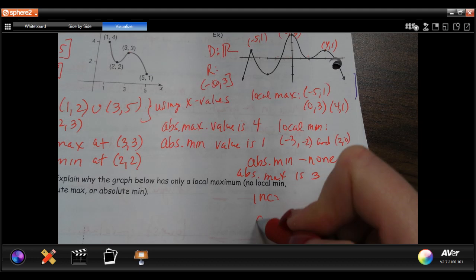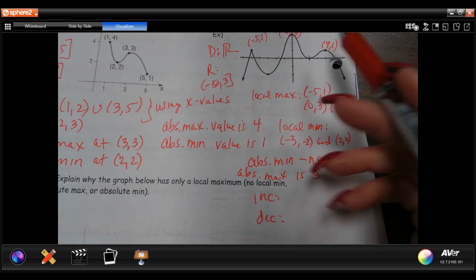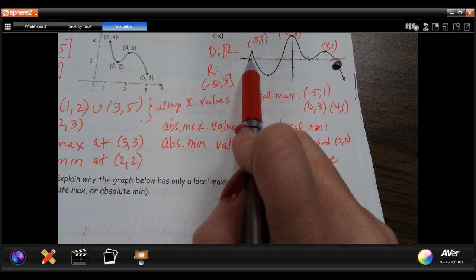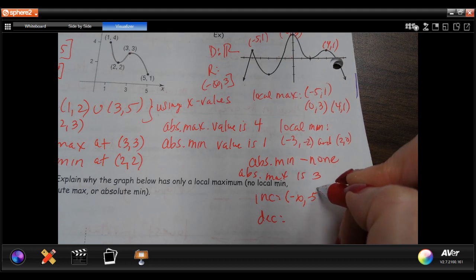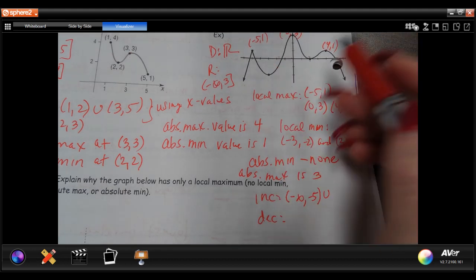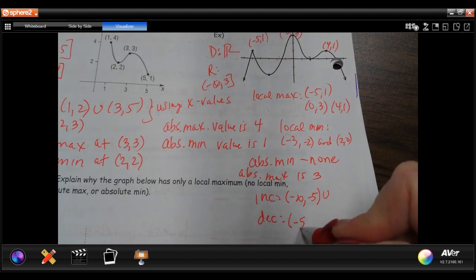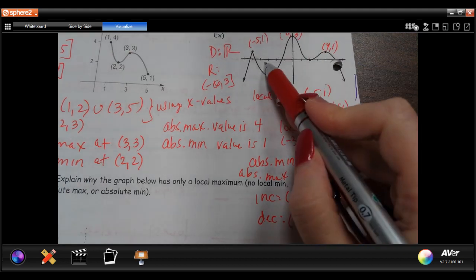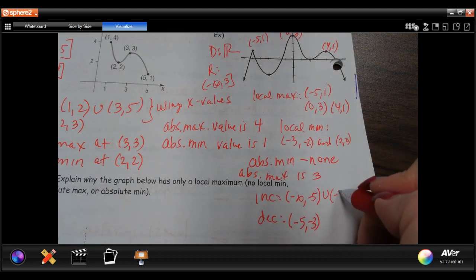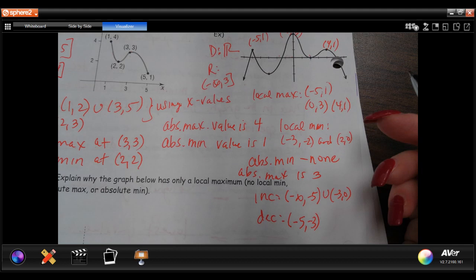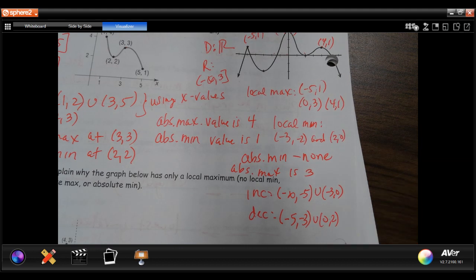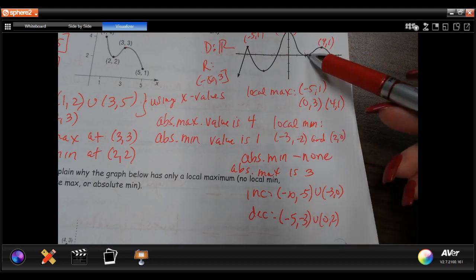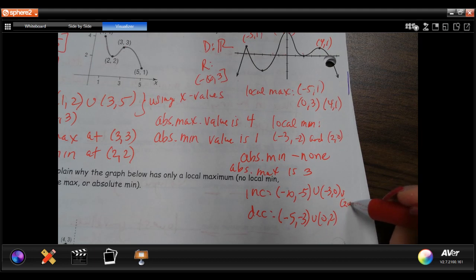For the increasing, decreasing, let's see, this is increasing here from negative infinity over to negative 5. Then it's decreasing from negative 5 over to negative 3. And then it's increasing from negative 3 over to 0. We're using X values. Then it's decreasing from 0 to 2, and increasing from 2 to 4. Decreasing from 4 to infinity.